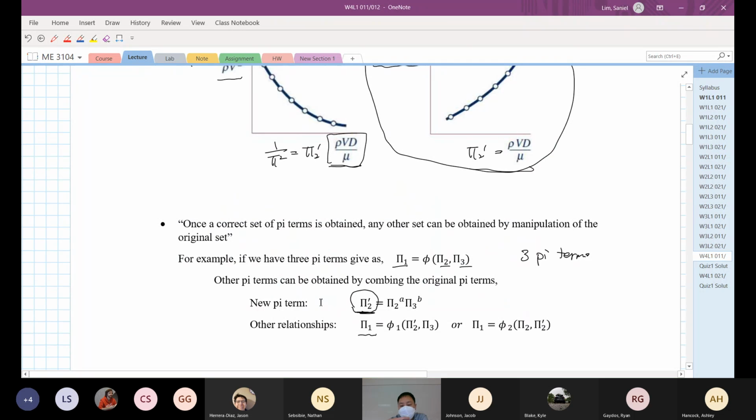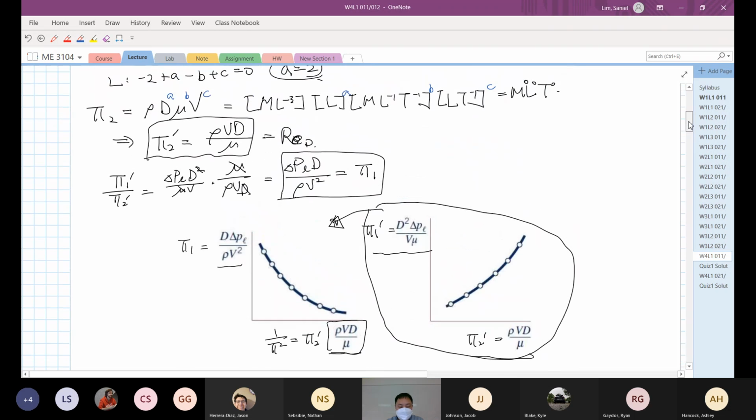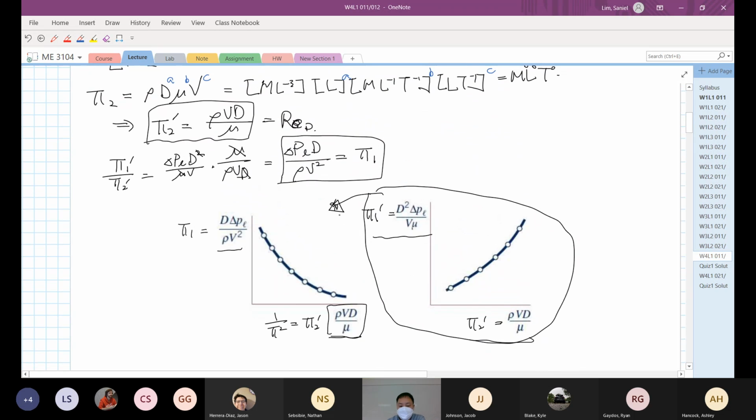Of course, pi terms have to be independent, right? What does that mean? Independent within the original combination. So pi 1, pi 2, pi 3 have to be independent of each other. Let's go back to the resultant result here. So we had a pi 1 and pi 2. Are they independent? Yes, they are. Why?